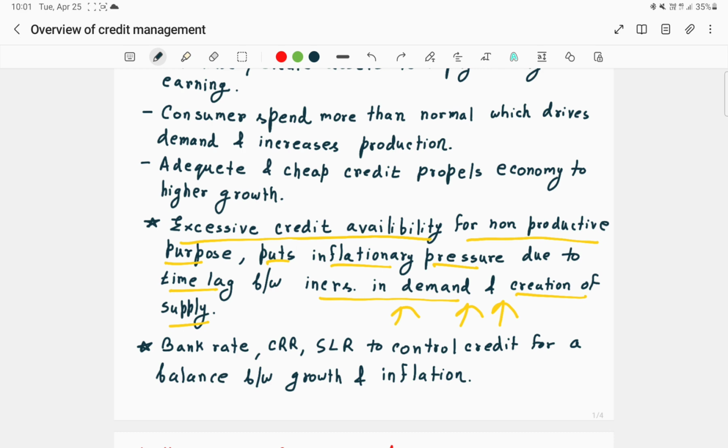But what does our RBI do? RBI controls the inflation by using bank rate or CRR or SLR, and they balance the growth and inflation using this. You must have heard about all these things during JAIIB, and if not, I will discuss these in future lectures, or you can just Google it up.